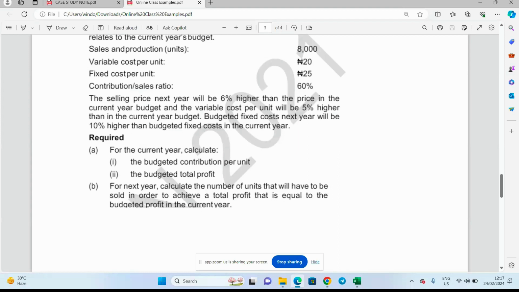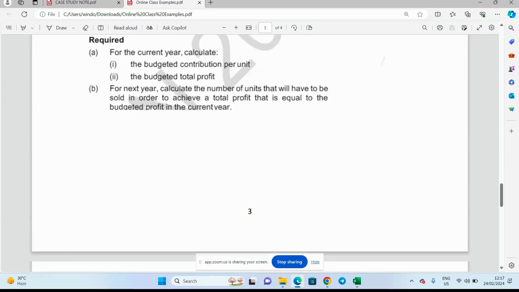For next year, calculate the number of units that we have to sell in order to achieve a profit that is equal to the budgeted profit in the current year. Okay, the units that we have to sell.